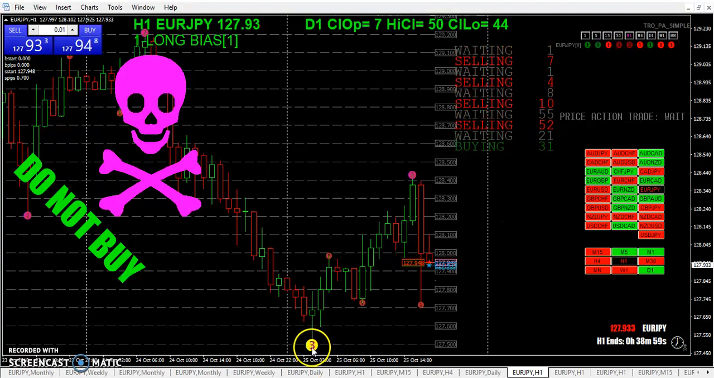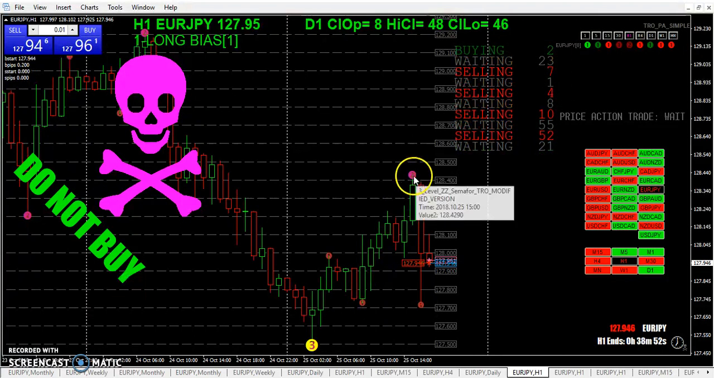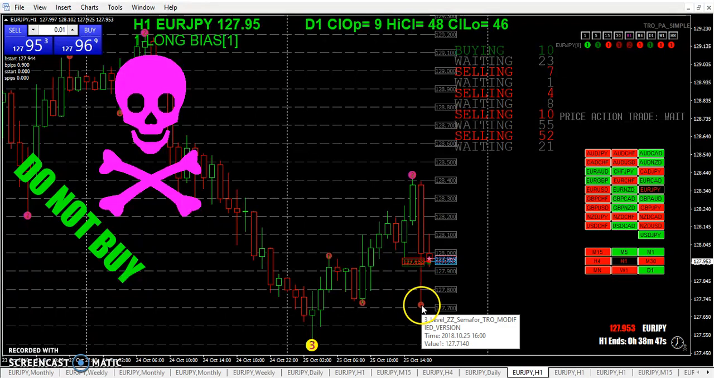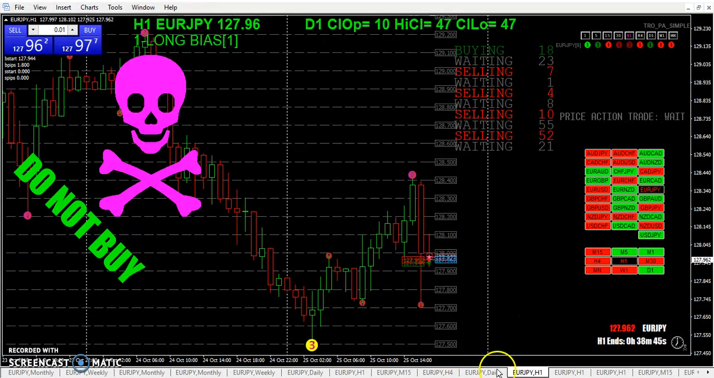Price action trading, 3 ball, green at the line right here. 1 ball at the top, red at the line. 1 ball at the bottom, green at the line. 2 ball at the top, red at the line. 1 ball at the bottom, waiting for a green at the line.